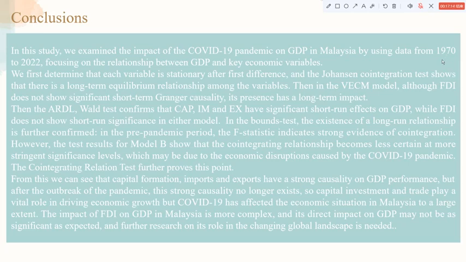However, the test results from model B show that the co-integration relationship becomes less certain at more stringent significance levels, which may be due to the economic disruptions caused by the COVID-19 pandemic. The co-integration relation test further proves this point. From this, we can see that capital formation, imports, and exports have a strong causality on GDP performance, but after the outbreak of the pandemic, this strong causality no longer exists. So capital investment and trade play a vital role in driving economic growth, but COVID-19 has affected the economic situation in Malaysia to a large extent.